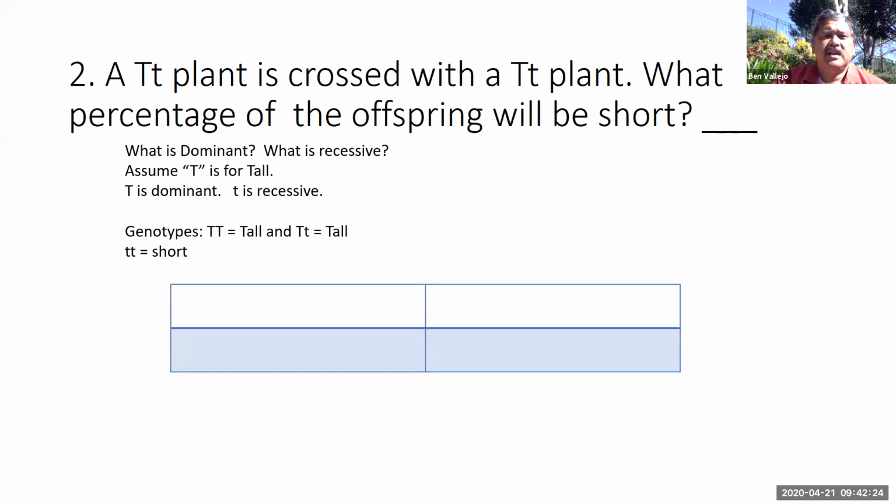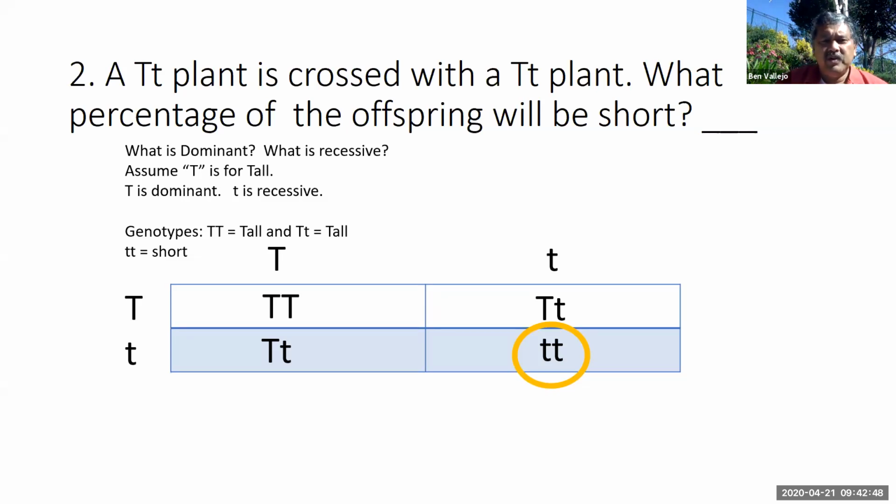So the percentage of offspring that will be short is, it's a 3-to-1 ratio, but the percentage is 25%. Let's see how. This box here is big T, big T. The next two boxes are big T, little t, so they're heterozygotes. And the last one right there is your homozygous recessive. That one will be short. You have 1 out of 4.